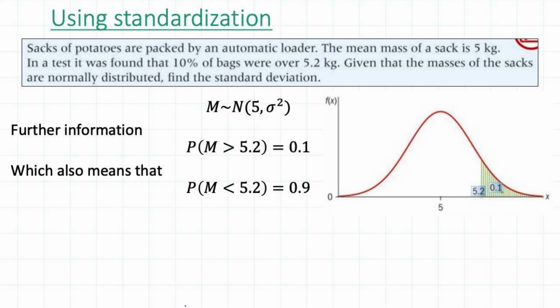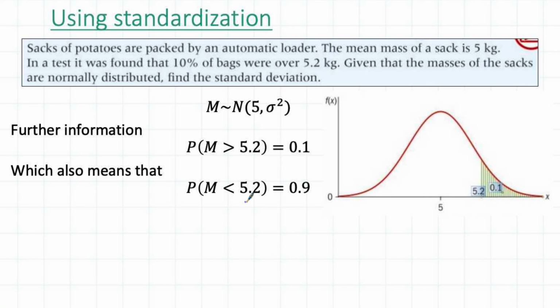Now, why am I doing less than? Sometimes it's just easier to deal with. I don't have to worry about the tails, right tail or left tail. So how do I solve this? How do I find this sigma? Well, what if I standardize this? I don't know the mean and the standard deviation here.